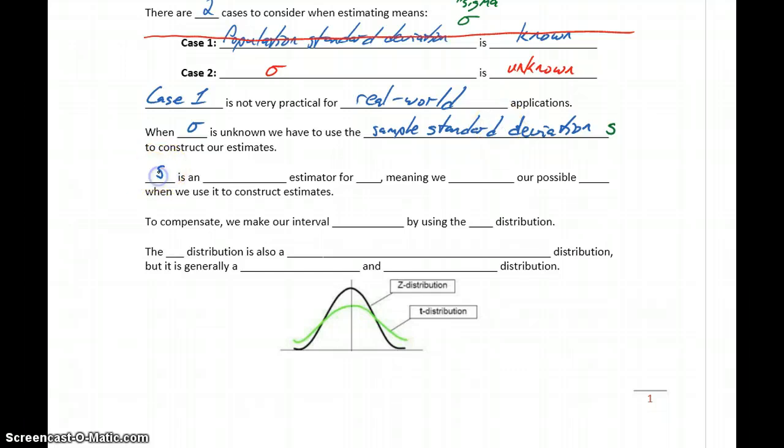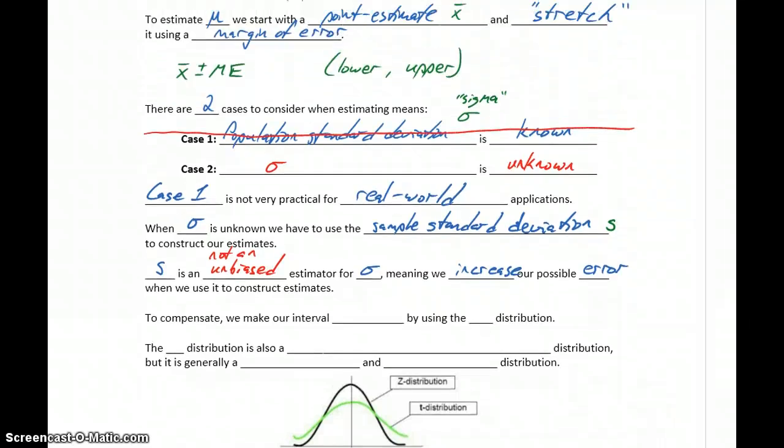So we run into a little bit of a problem: s is not an unbiased estimator for the population standard deviation. So s is a biased estimator for sigma, meaning we increase our possible error whenever we use it to construct estimates. So what we're going to have to do is something else, which again is mostly being taken care of in the background with StatCrunch, but we're going to have to do something different to help compensate for that error.